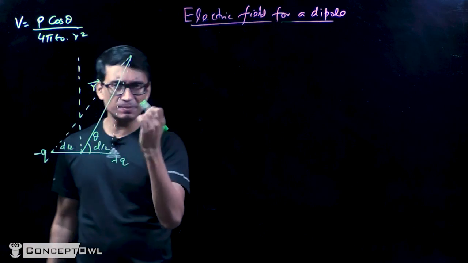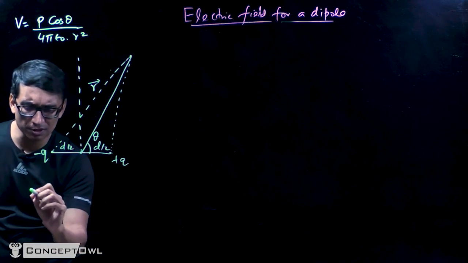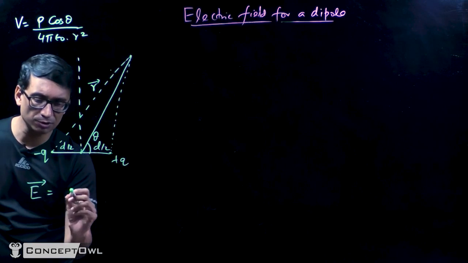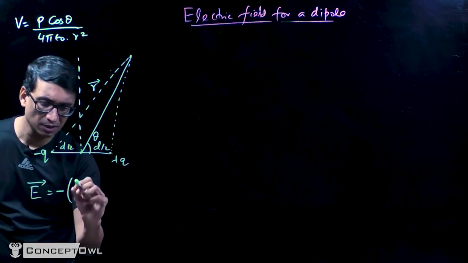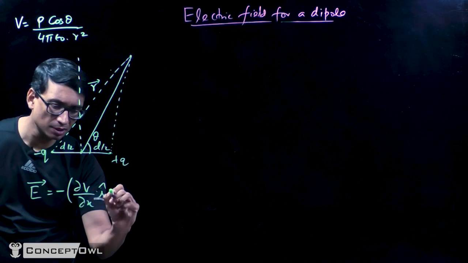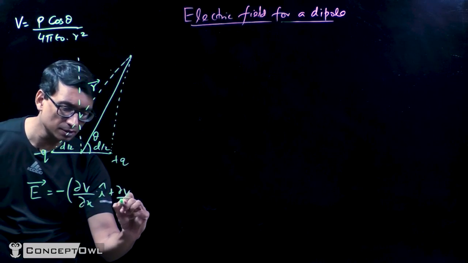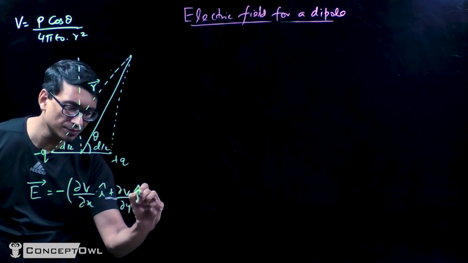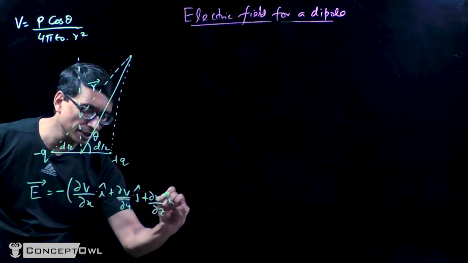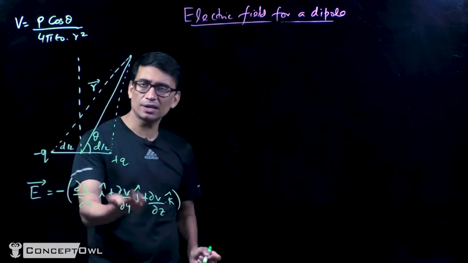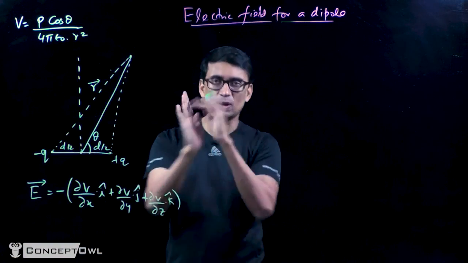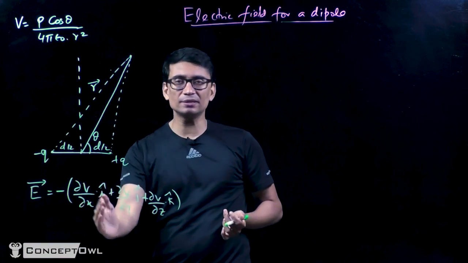Now, as I said, the concept I'm going to use is the electric field E vector. This is equal to minus del V by del X into I cap plus del V by del Y into J cap plus del V by del Z into K cap. Which basically says that at any point, take three perpendicular axes X, Y and Z, and then find the gradient.